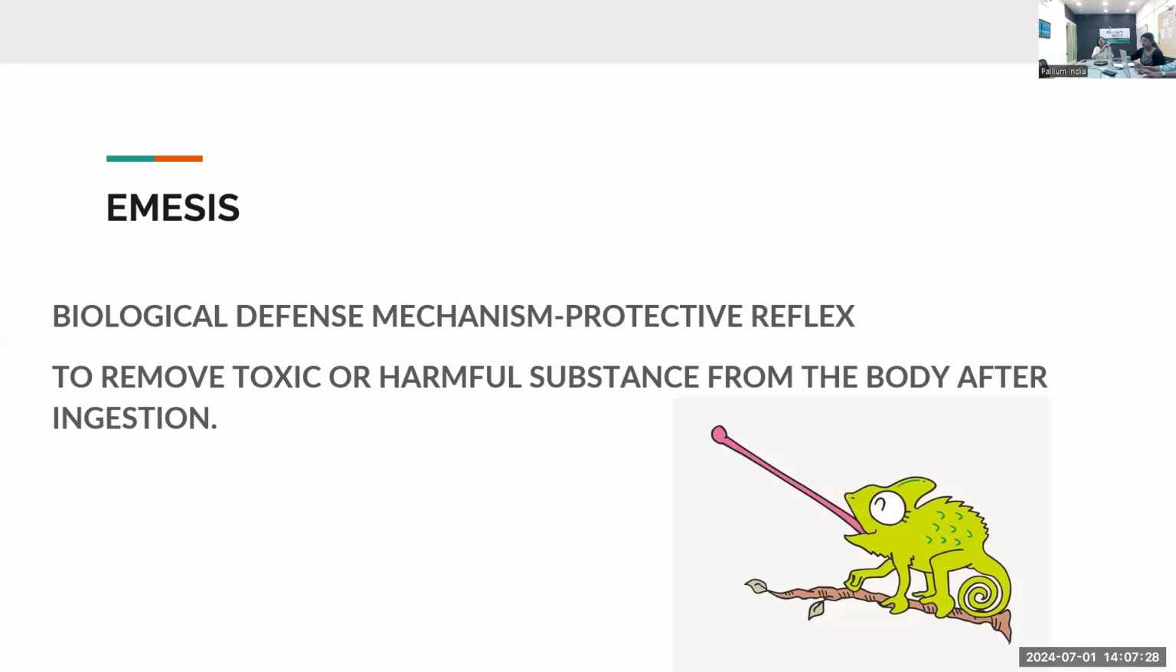So, coming to the topic, nausea and vomiting. What is emesis? Emesis is a biological defense mechanism. It's a protective reflex. We know it is not a disease. It is only a symptom because of some abnormality. It's a biological defense mechanism or protective reflex to remove toxic or harmful substances from the body after ingestion. I have shown the picture of a chameleon who changes its color. Like that, it's the ability of our body to throw the toxic substance out from our body. So it's a protective reflex.